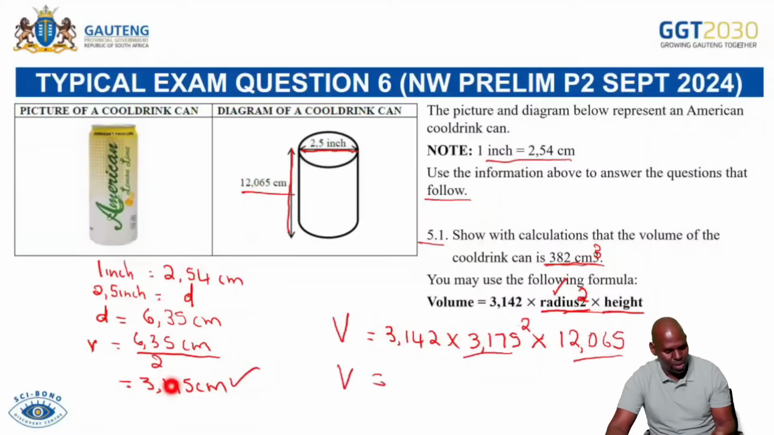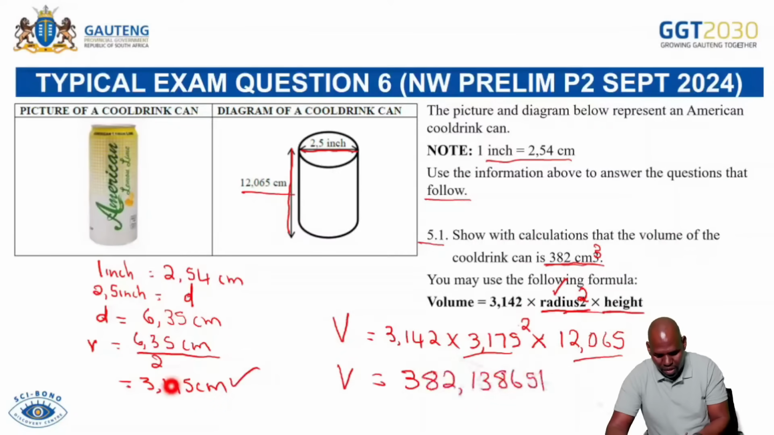So I can use my calculator. 3,142 multiplied by 3,175. You must square it, and then you multiply by 12,065. Okay, so I'm getting 382,138,651. Then the answer is in centimeter cubed.